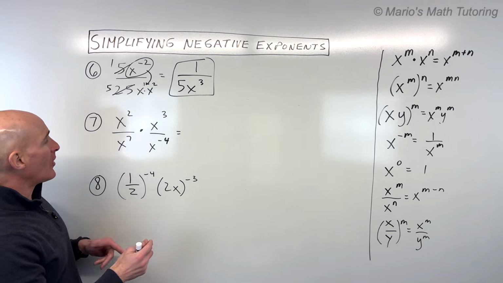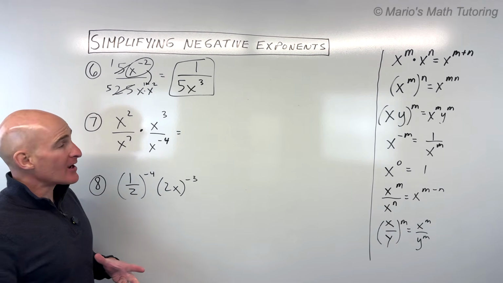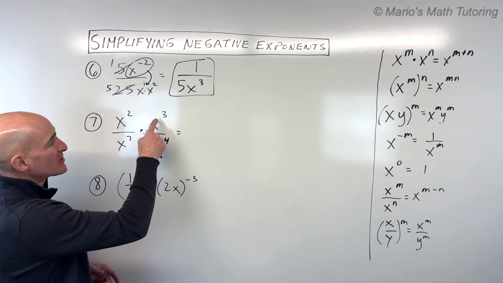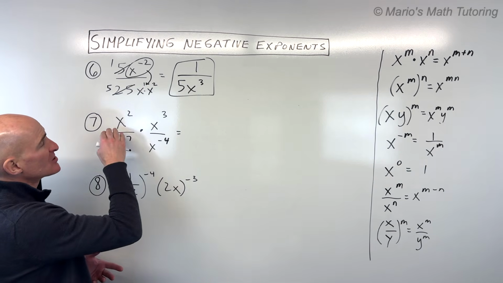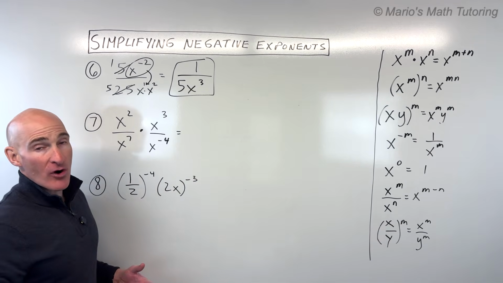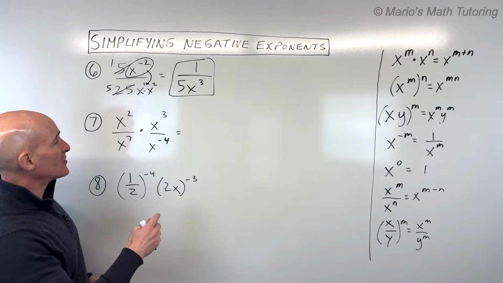Okay, for number 7 now, we want to simplify this. We've got these two fractions multiplied together. You've got a couple options. You could try to reduce this fraction, then multiply together. What I like to do though sometimes is just multiply it horizontally across to combine it into one fraction and then simplify from there. So let's do it that way.